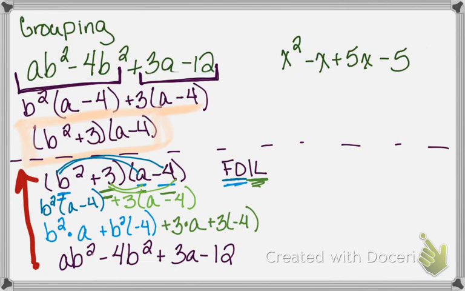But this step occurs every time we do this. We just don't write it down. Okay? So that's where that comes from. And that's why we only write down our A minus 4 once.